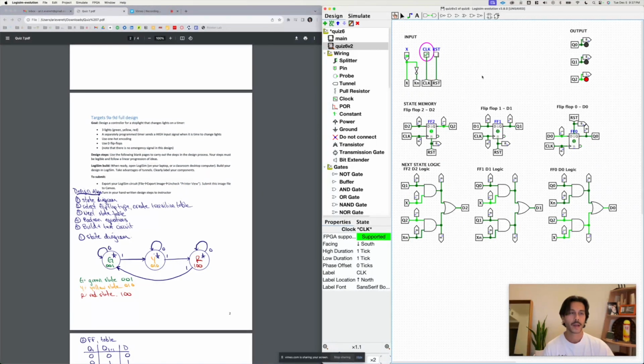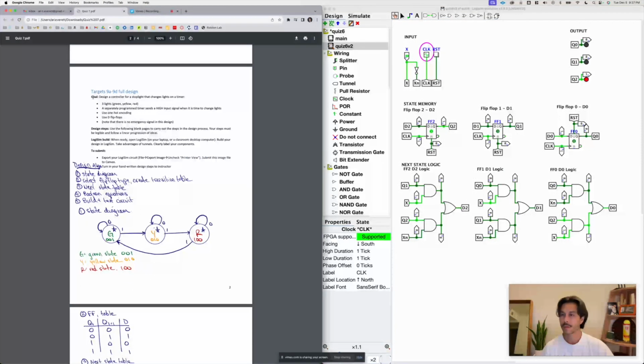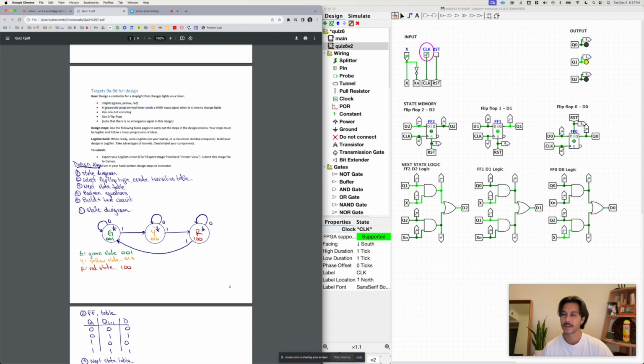And on the right, I have the circuit running. So we were to build a stoplight that's on a timer, 3 lights, green, yellow, red. There's a separately programmed timer that we don't have to worry about. Use one hot encoding and D flip-flops. No emergency signal for this one in case an ambulance comes.